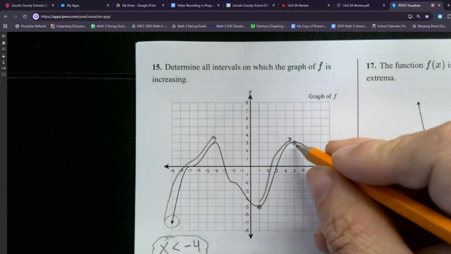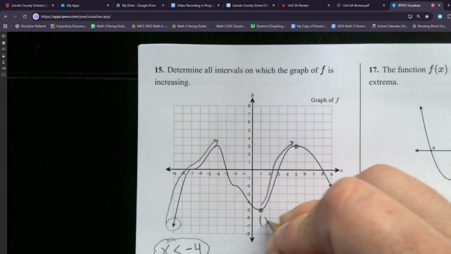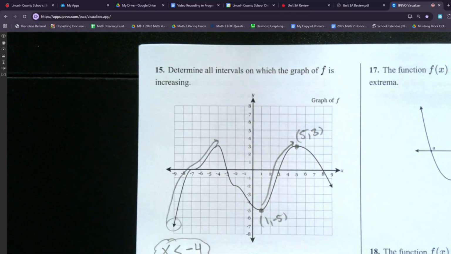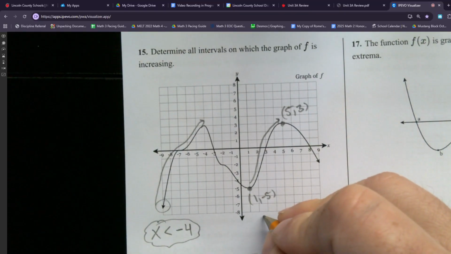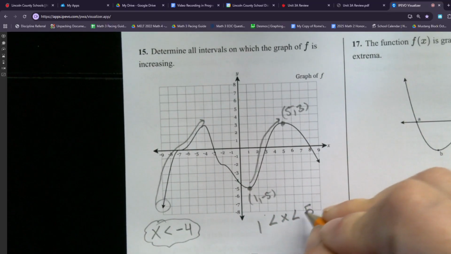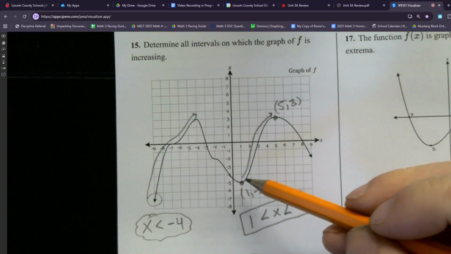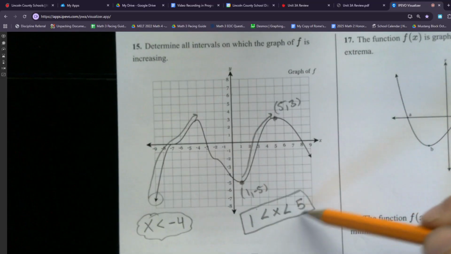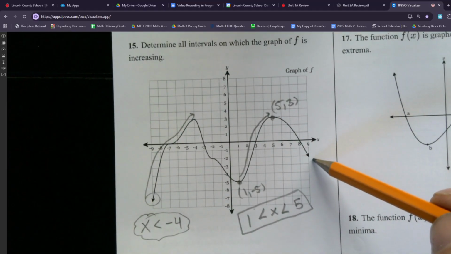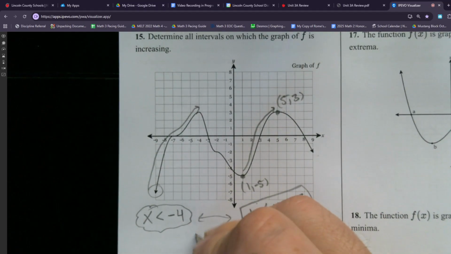So you know that's going to be a compound. That is 1, -5. This is 5, 3. Y values really don't matter. So my interval here would be compound. That's your answer. All right. So it is increasing between the x values of 1 and 5. All right, this is decreasing and it goes off the graph here. So these would be the only two intervals you would have, these two right here that are increasing.